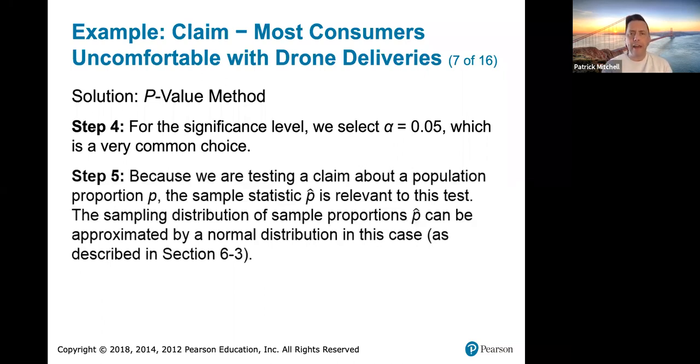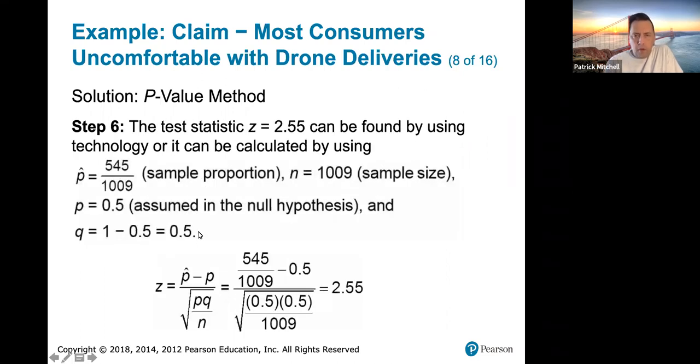Okay, in step 5, because we are testing a claim about a population proportion P, the sample statistic P hat is relevant to this test. The sampling distribution of sample proportions P hat can be approximated by a normal distribution. All right, so here is our test statistic. We looked at it a little while ago.